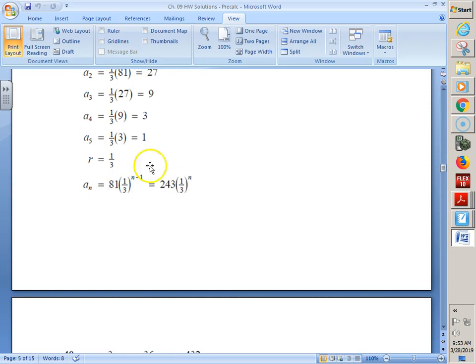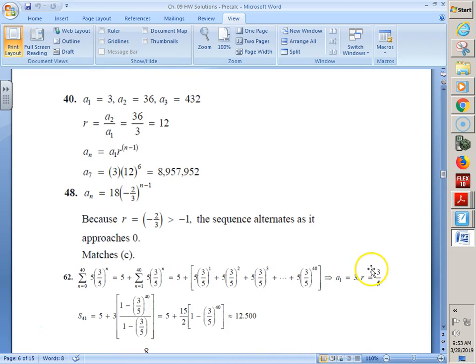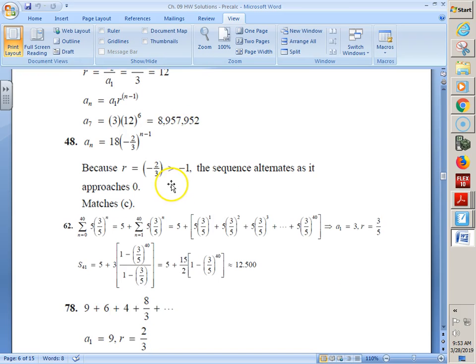And I didn't know if you guys saw any others of those in homework, so I wanted to show you that even real quick. Number 40, you were just finding your common ratio of 12. Boop, boop. You were plugging in to find the 7th term, which means 6 jumps. It was huge. Hopefully you used your calculator.